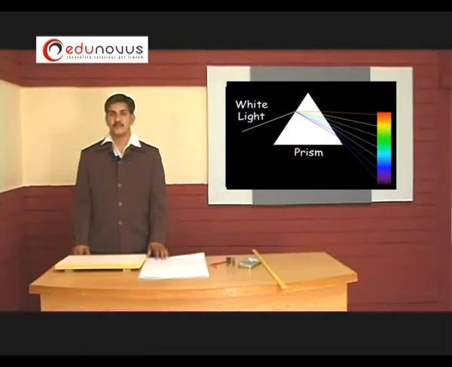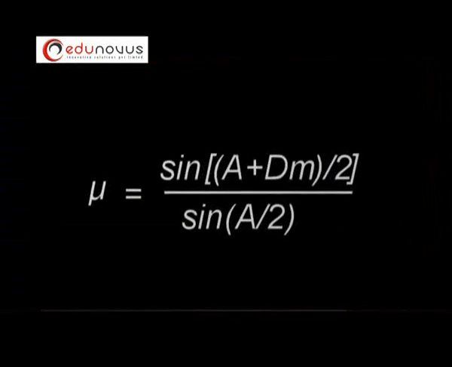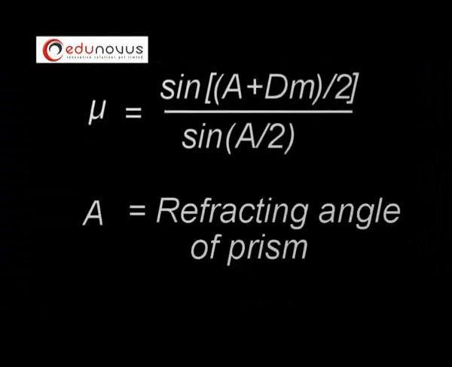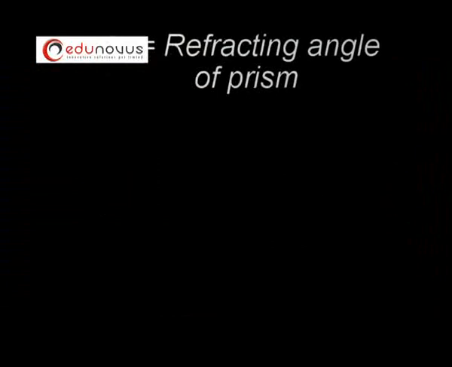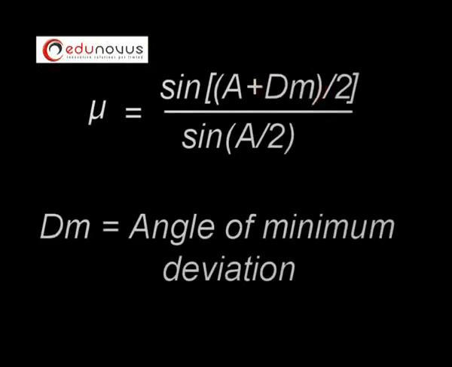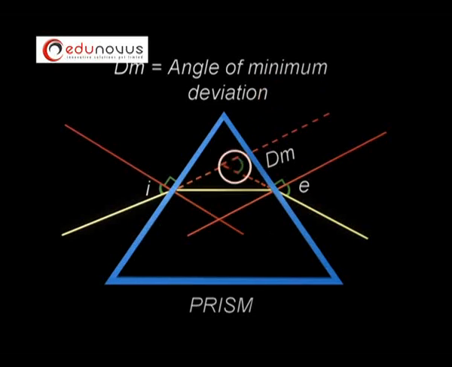The formula we are using in this experiment for finding the refractive index of the material of the prism, mu is equal to sin (A plus Dm) by 2 by sin A by 2. Here, capital A is the refracting angle of the prism. Dm is angle of minimum deviation.